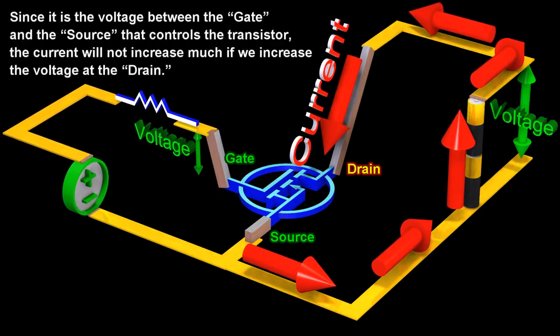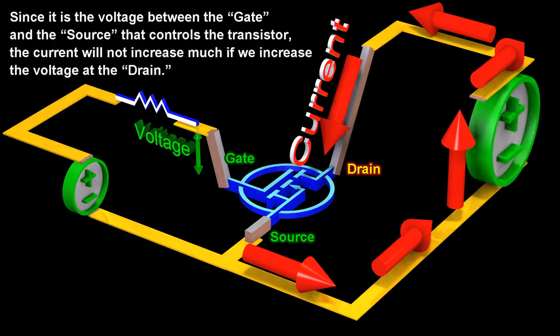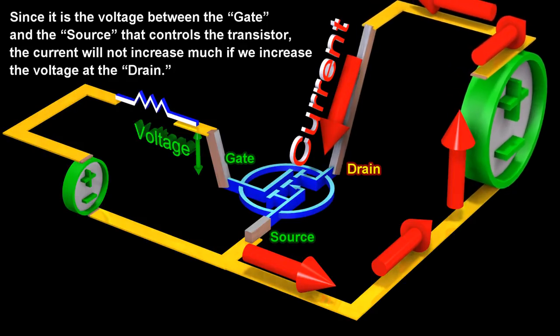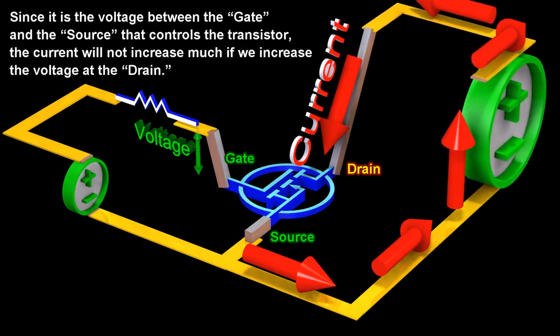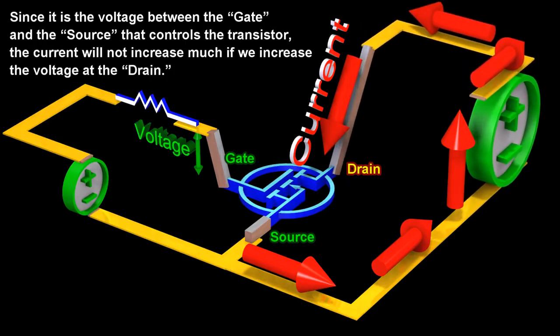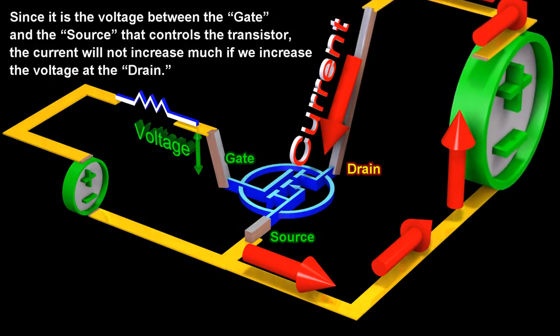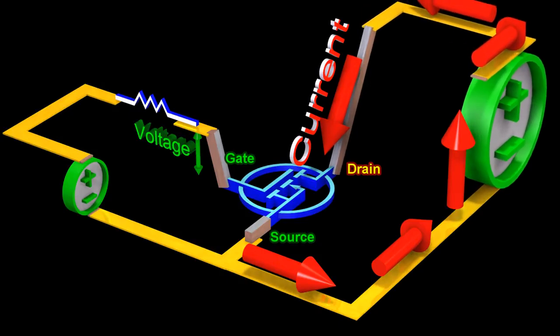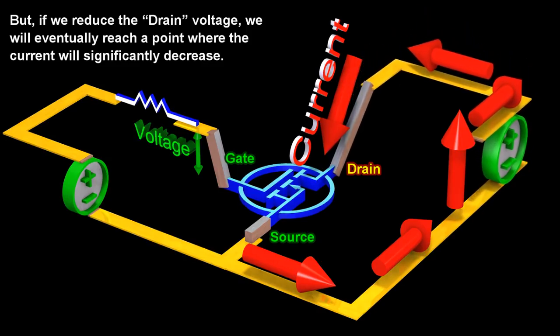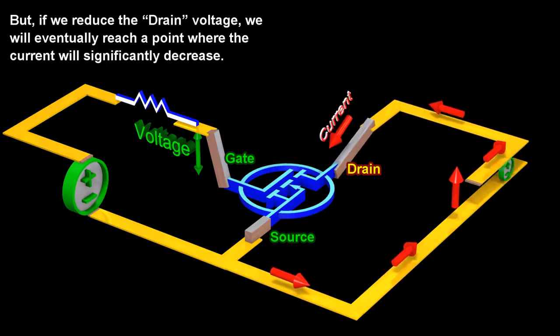Since it's the voltage between the gate and the source that controls the transistor, the current will not increase much if we increase the voltage at the drain. But if we reduce the drain voltage, we'll eventually reach a point where the current will significantly decrease.